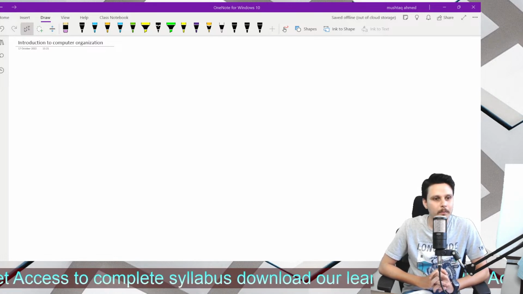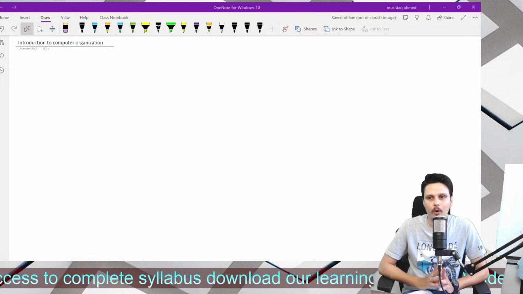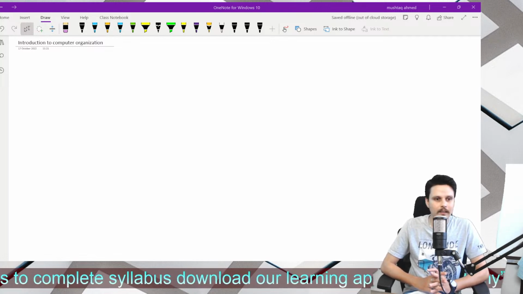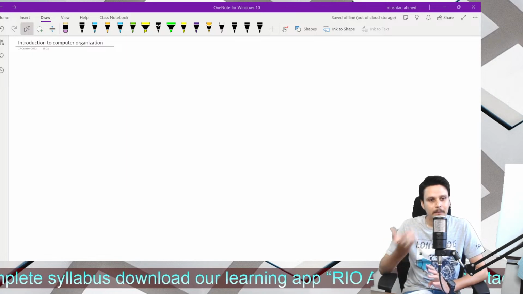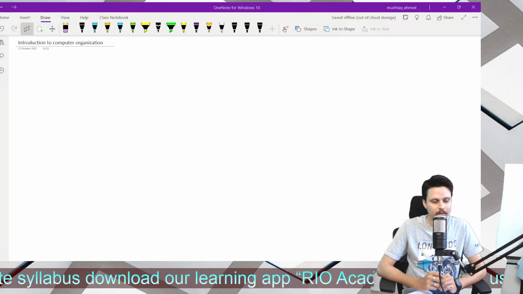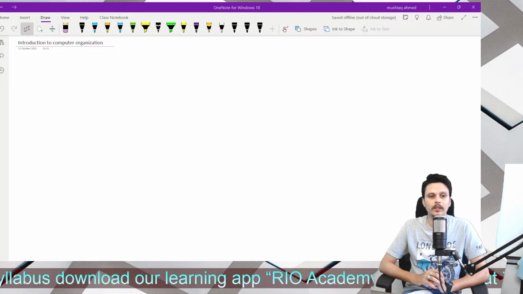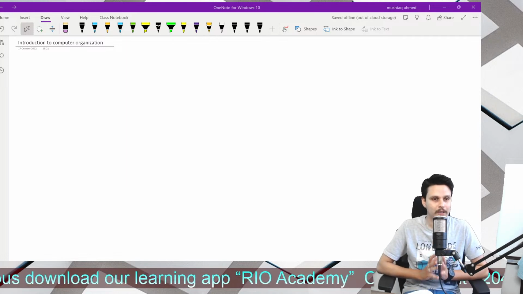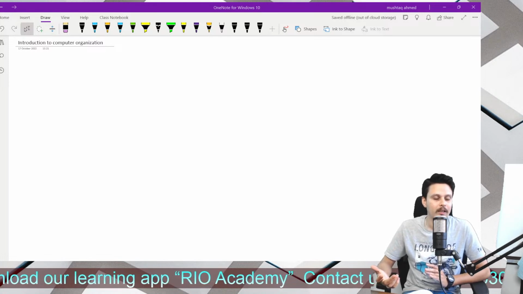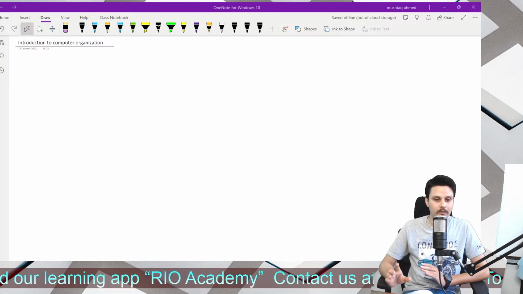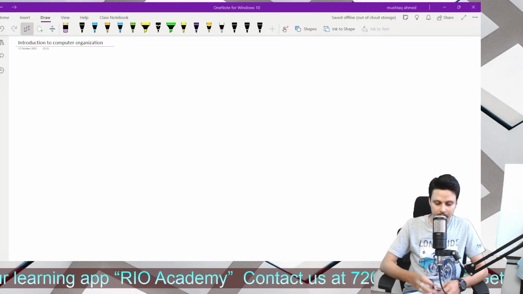So what is computer? As you all know, computer is a machine. It is an electronic machine that accepts data from the user, stores it, and retrieves data back to the user when required.